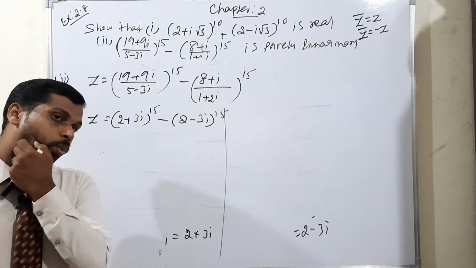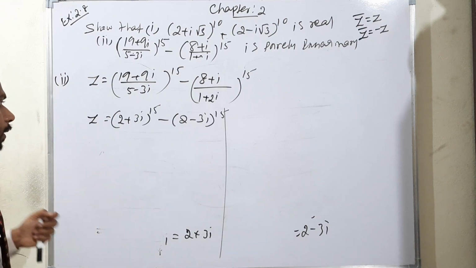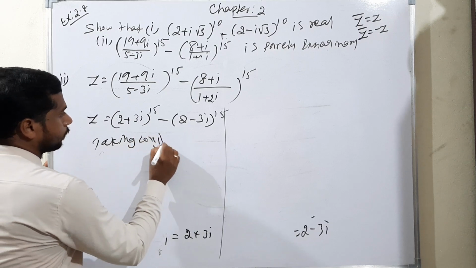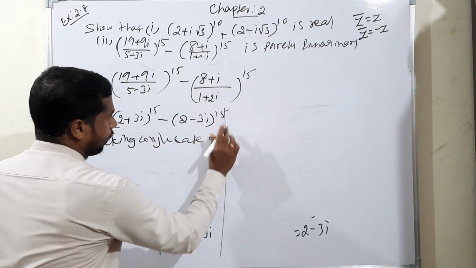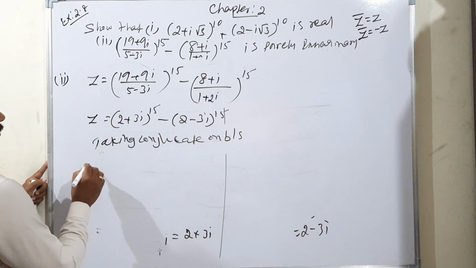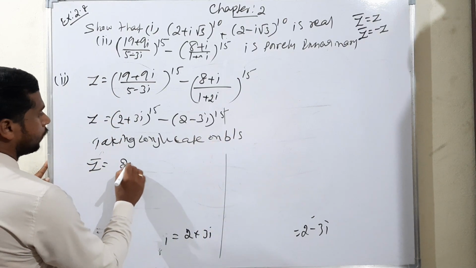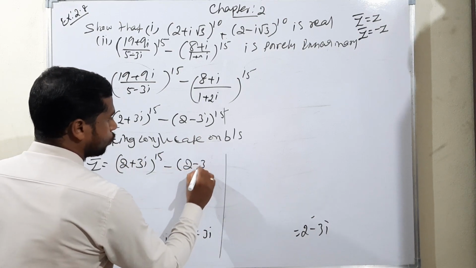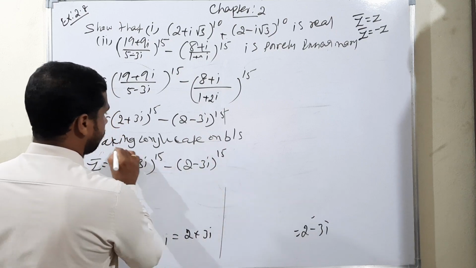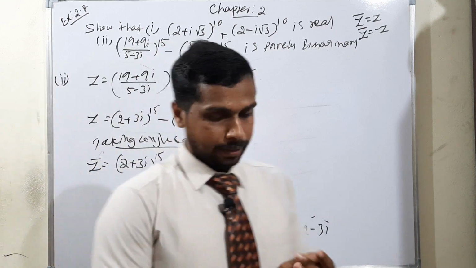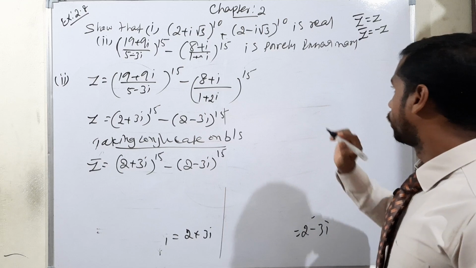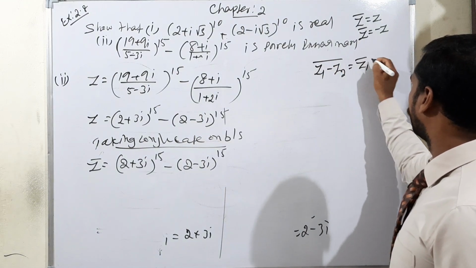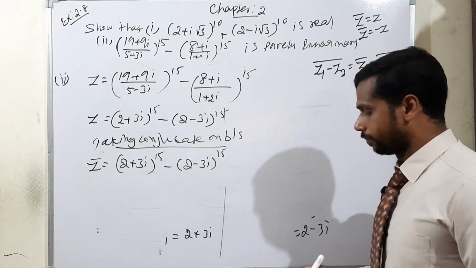Again the same concept like subdivision 1. What we have done in subdivision 1? Taking conjugate on both sides, isn't it? So taking conjugate on both sides, Z bar is equal to 2 plus 3i the whole power 15 minus of 2 minus 3i the whole power of 15 conjugate. This is negative, isn't it? The same conjugate property: Z1 minus Z2 the whole bar is equal to Z1 bar minus Z2 bar.